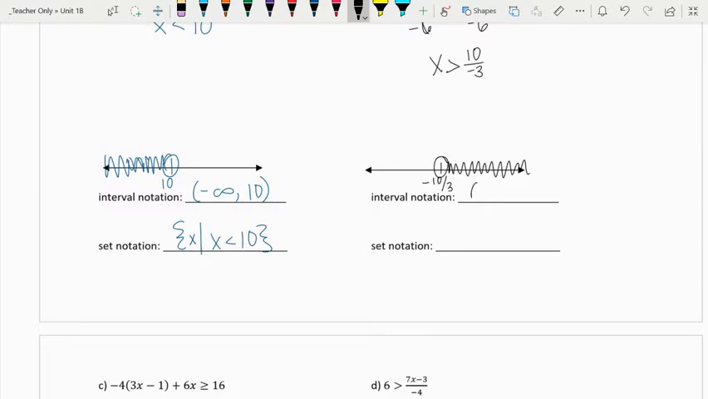So our farthest left is negative 10/3, which is a parenthesis because it's not included. It's an open circle. And then to the right is positive infinity. Set notation, x such that x is greater than 10/3.